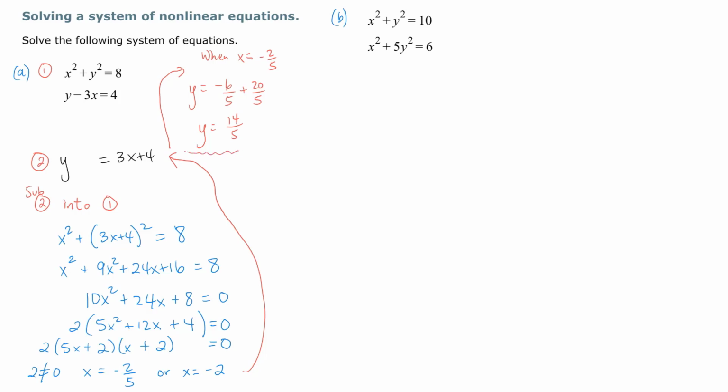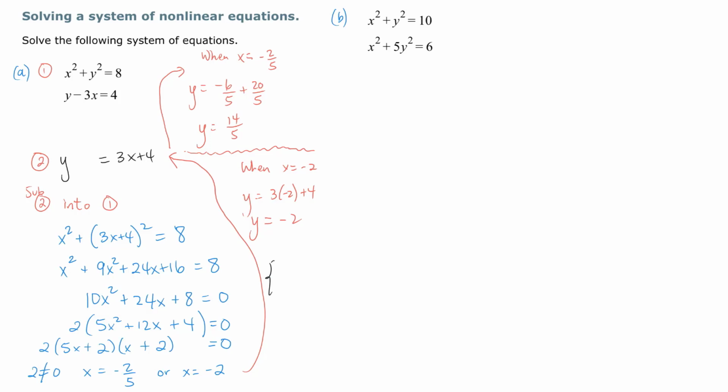Let's try to get another ordered pair. How about when x equals negative 2? We're still going to use equation 2. So y is equal to 3 times negative 2 plus 4. So that is now equal to negative 2. So for example A, we have a set that consists of 2 solutions.